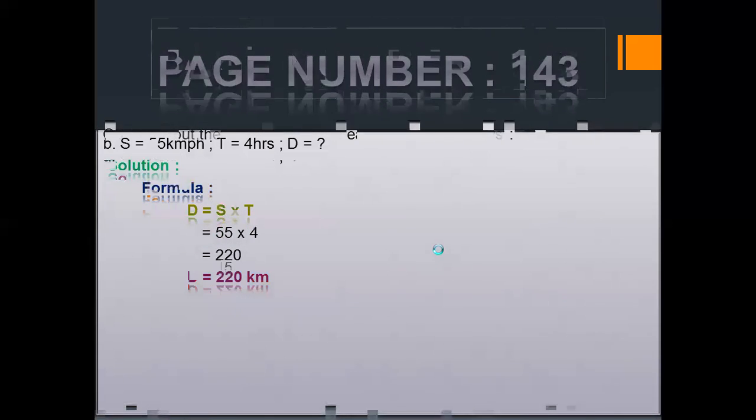Part B, S is 55 kilometers per hour, time is 4 hours and D is unknown. D is equal to S multiplied by T. We multiply 55 with 4, which is 220. Distance is 220 kilometers.